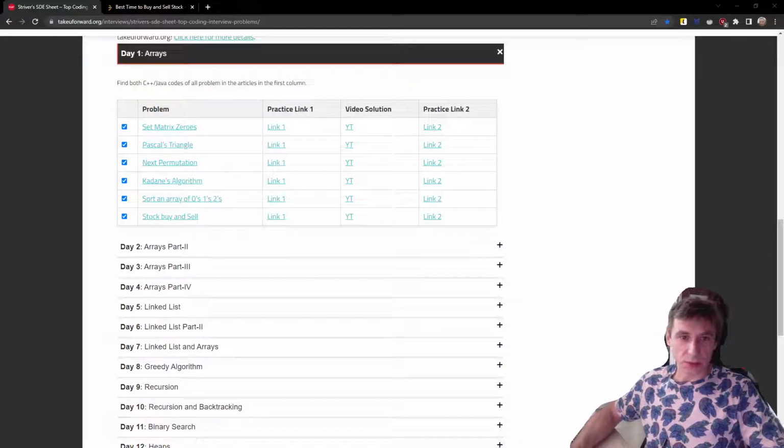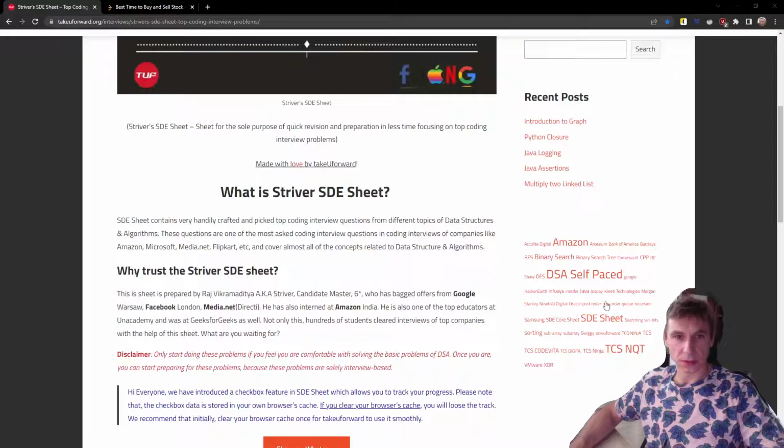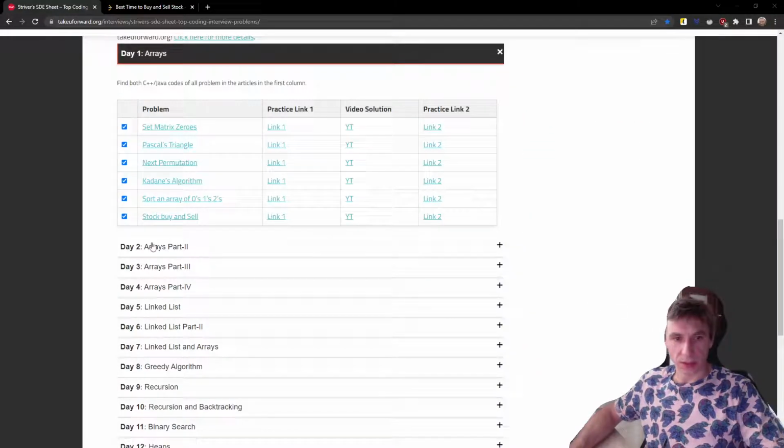Hello there. So today I wanted to discuss another problem that I found on Striver's SDE Sheet. It's called stock buy and sell.